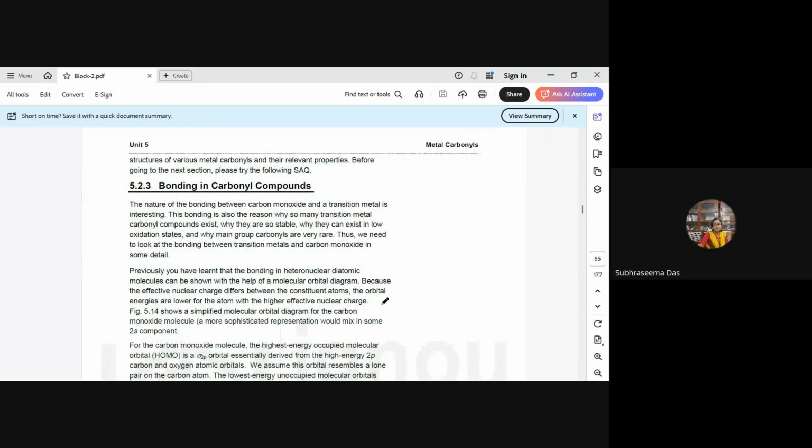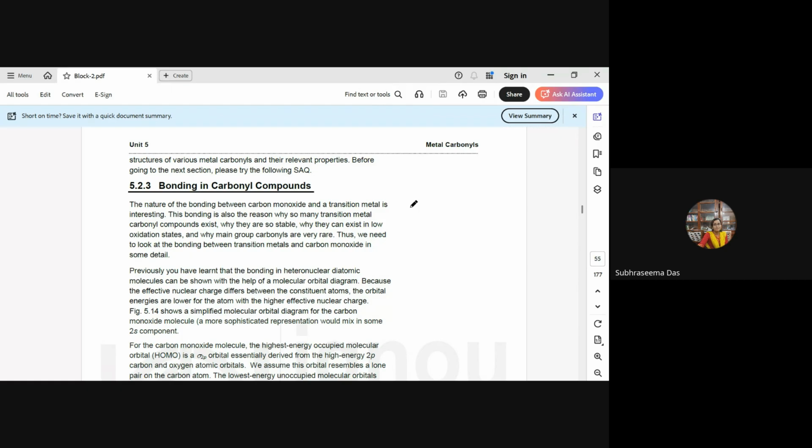So, in carbonyl complexes, the ligand is CO. So, today we will talk about how this carbonyl molecule, that is carbon monoxide, bonds with the transition metal. So this bonding is very important, and it is also a very important aspect in coordination chemistry. So why are metal carbonyls important?